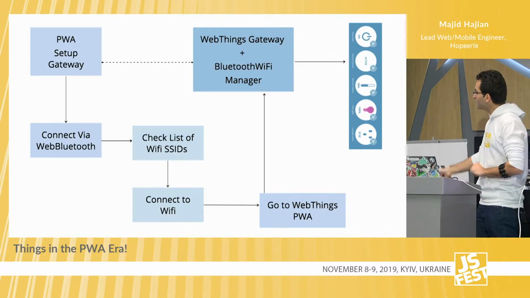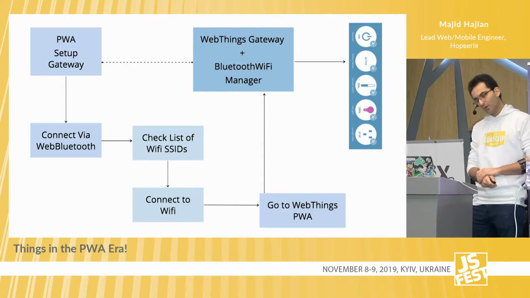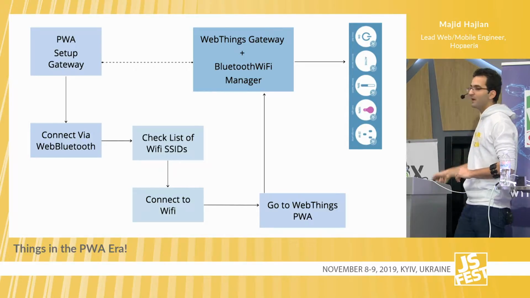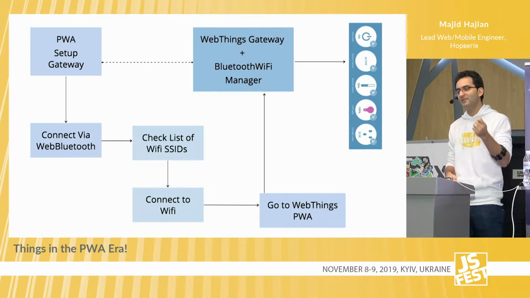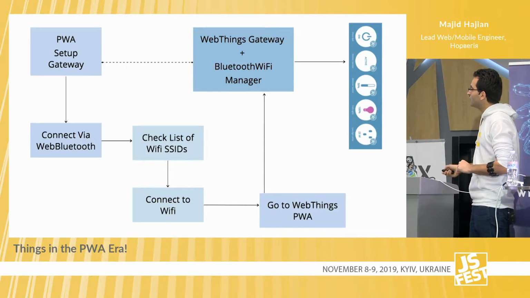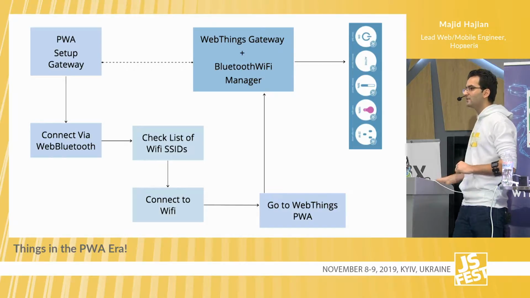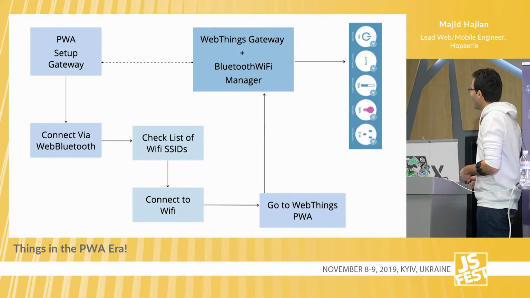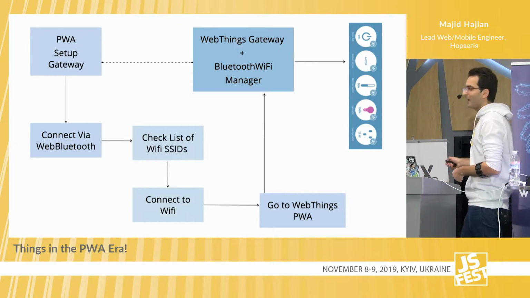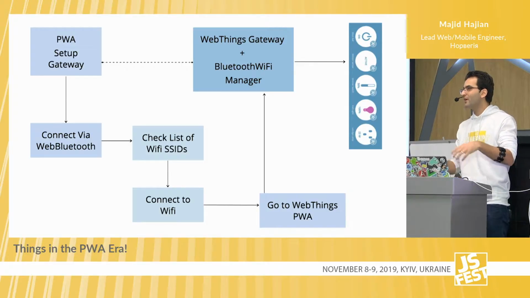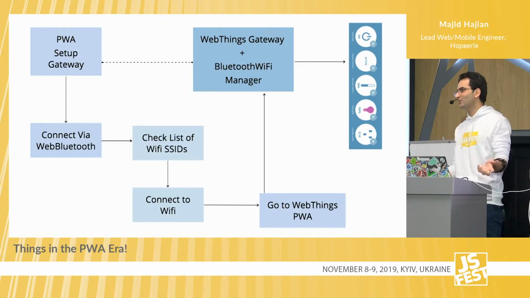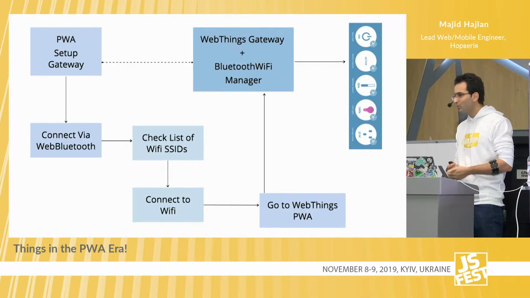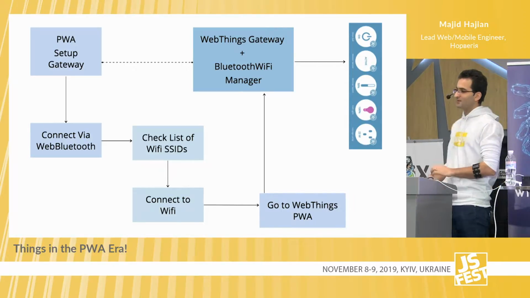And then connect via web Bluetooth, okay? And then in this gateway, there is a Bluetooth Wi-Fi manager, which is emitting all the Wi-Fi SSIDs. Good, and I can get the list of Wi-Fi SSIDs on the web. So I'm going to connect to Wi-Fi. And then once I connect it to Wi-Fi, that means my gateway and my phone are on the same network. So the gateway is set up. Then I can go to the Web Things PWA application, which we go together, and then control the devices.